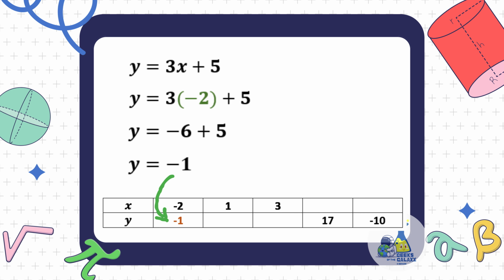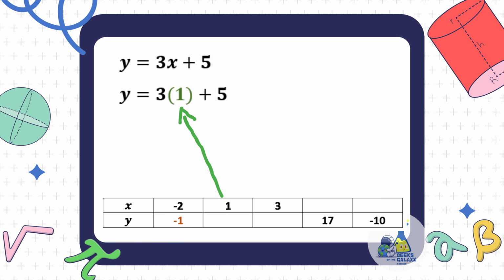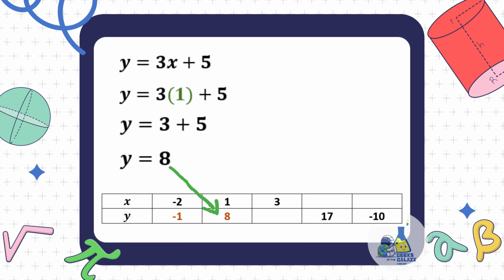We now have the output value, or the y value, when the input, or the x value, is negative 2. This also forms an ordered pair where x is negative 2 and y is negative 1. To finish completing our table, we are now going to substitute the second x value into the equation. The second x value is 1, and we substitute it in place of the x, and we have the sum 3 times 1 plus 5. 3 plus 5 is 8, which means that if the input, or the x value, is 1, the output value is 8. We now write the corresponding output, or y value, in our table.